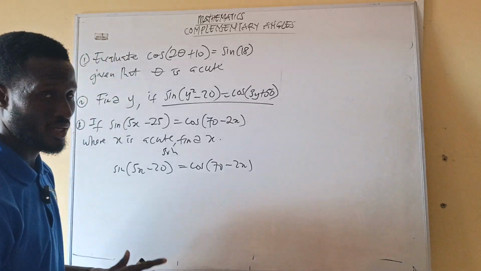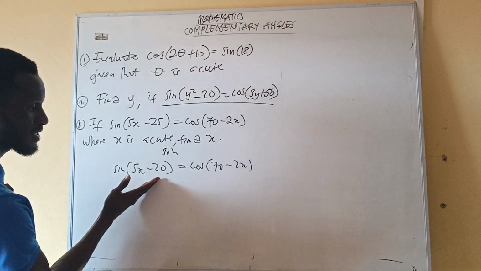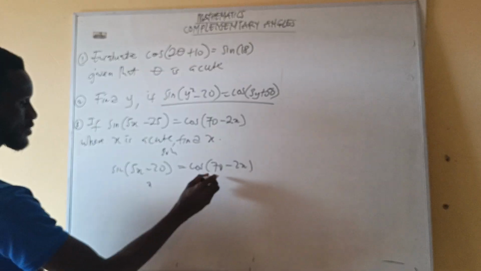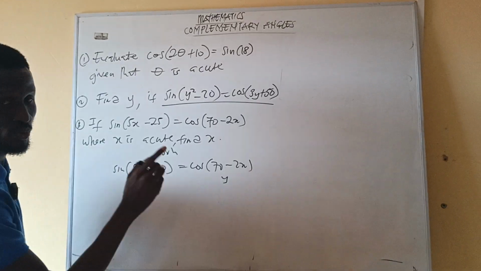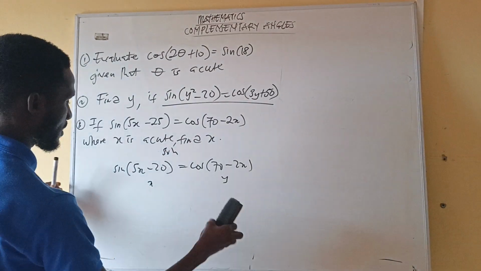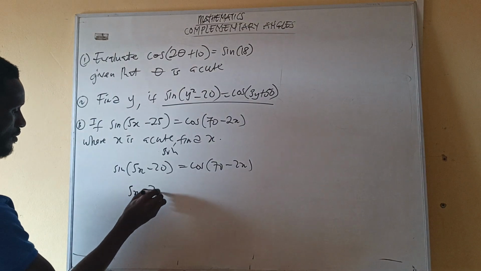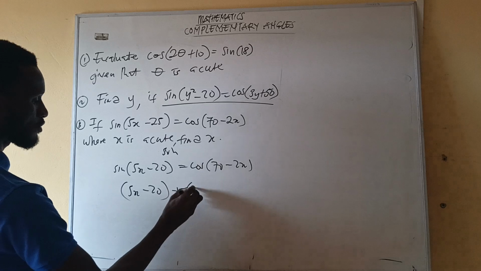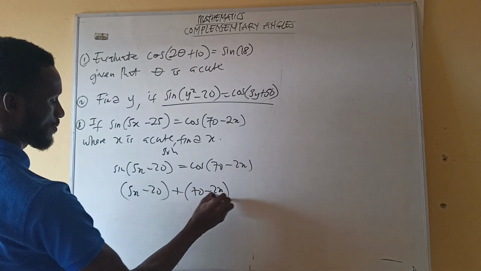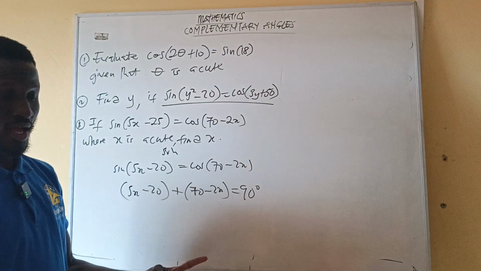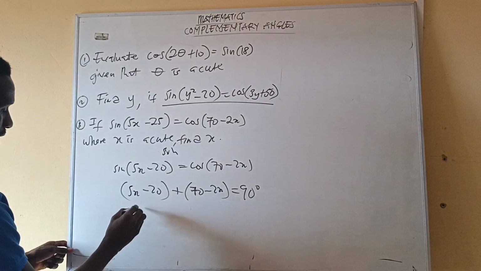Method 2 means that sine of this angle equals cos of this angle, meaning this one is x and this one is y. When we add x and y, it's supposed to give us 90 degrees. You get it? Yes. So I'm going to add them straight away, equal to 90 degrees. Why? It's complementary angles. Yes, don't forget.